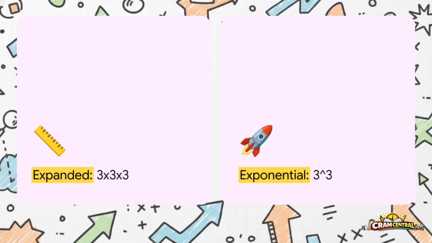You can see the difference right here. Look at an expanded expression like 3 times 3 times 3. It just takes up way too much space. I mean, imagine if you had 20 threes. That would take up an entire line. But in exponential form, we just write the base number, 3, and raise it to the exponent, 3. That little raised number is the exponent, or the power, and it literally just tells us exactly how many times to multiply that base number by itself.